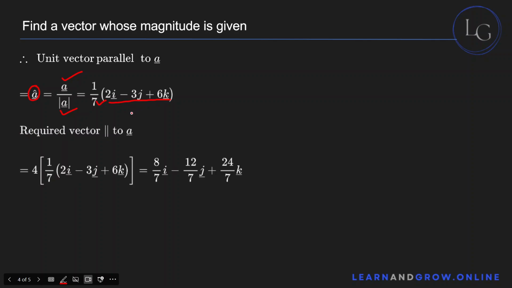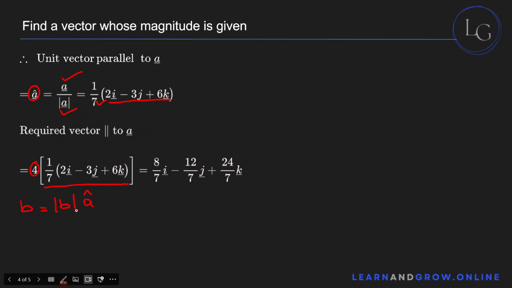So to find the required vector, you simply have to multiply the magnitude of that vector with the unit vector A, which is this. So basically, let's just say that the vector that we had to find was vector B. So B is equal to the magnitude of B into the unit vector A, because the condition is that A is parallel to B.